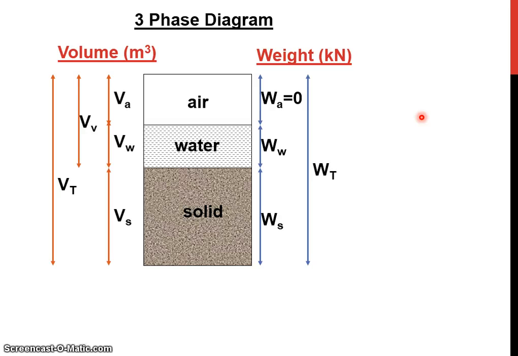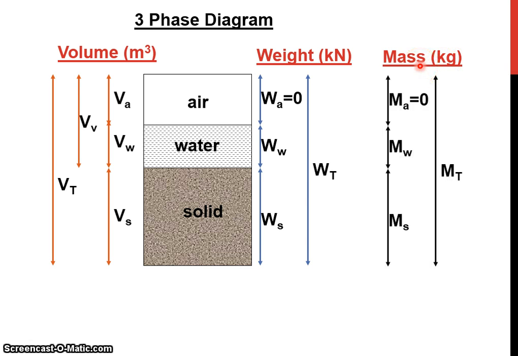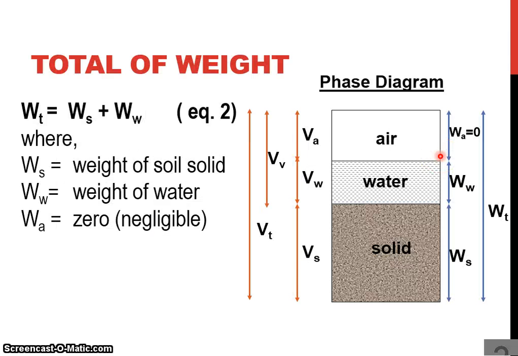This W is capital W. Similarly, for the volume, it is a capital V. And sometimes we don't denote the measurement in kilonewton. Sometimes in laboratory or in field, engineers or technicians use the kilogram, the mass. So we also can have M sub A, M sub W, M sub S, and M sub T, total mass. So note that this is also a capital letter. M is the capital one.